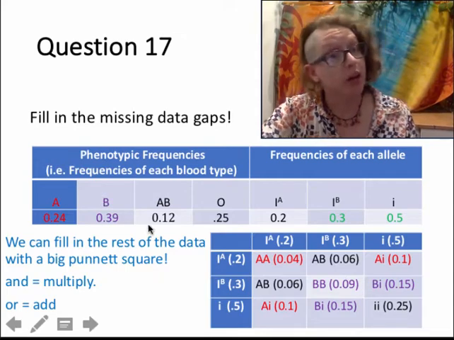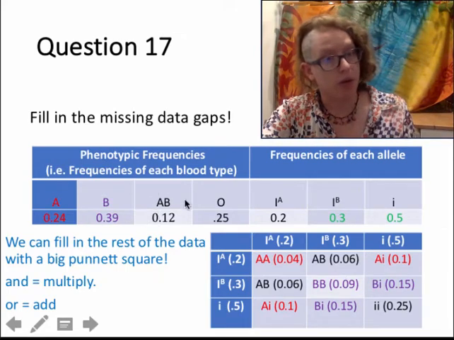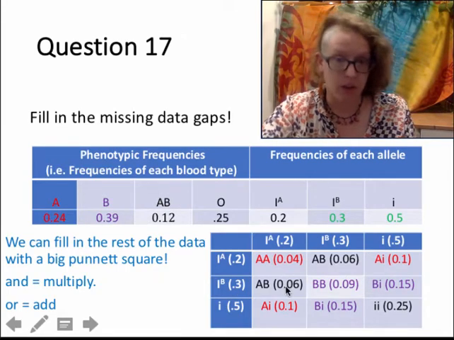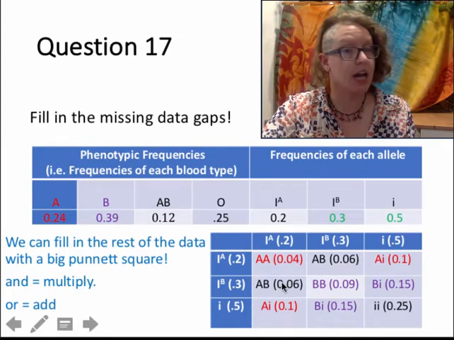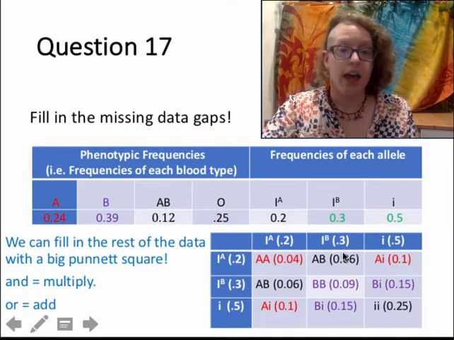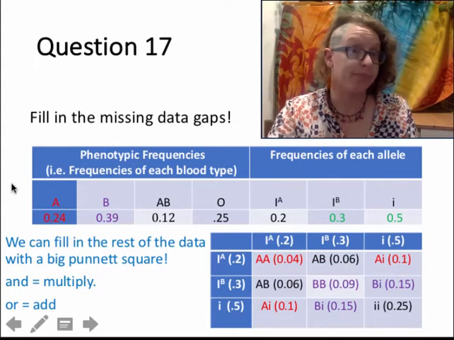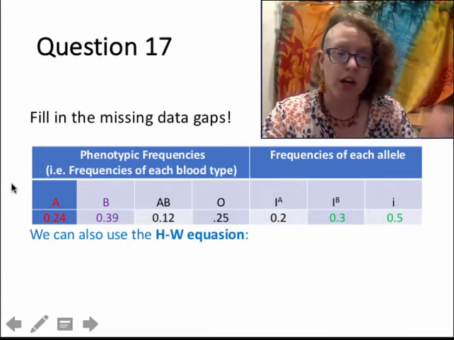And you can check your work by looking at the slot that you already know, the AB blood type. There's 2 of them, and 0.3 times 0.2 is 0.06. So these two, if you add them together, you get 0.12. So it works. Let's talk about the Hardy-Weinberg equation.